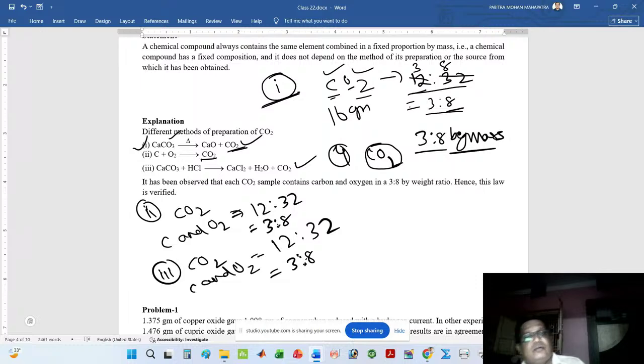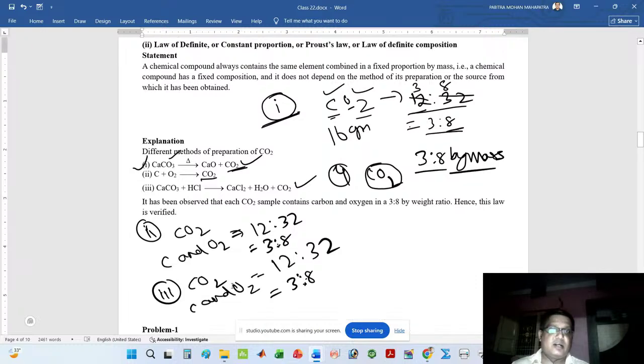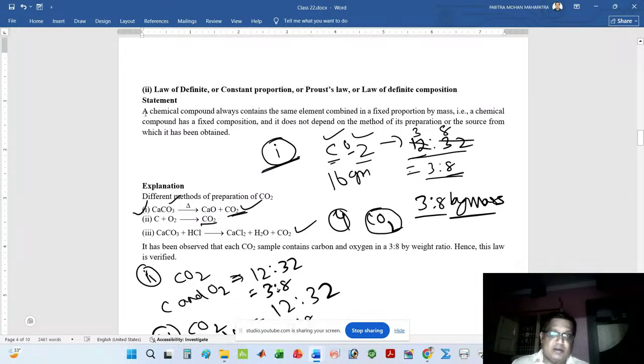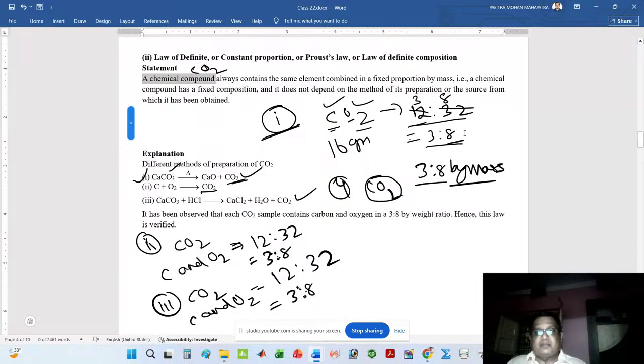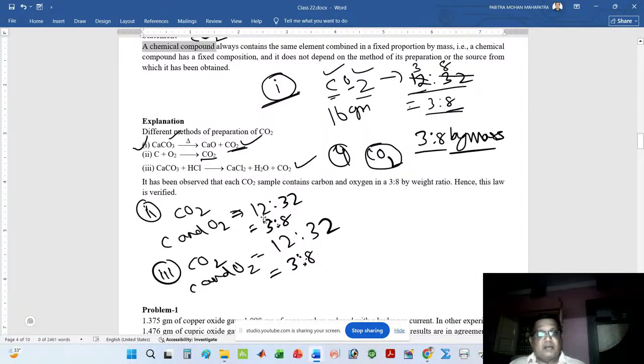So now I want to go to the statement. Look at that. A chemical compound. Suppose I want to think about carbon dioxide. You can take any other chemical compound, but suppose I want to think about carbon dioxide. A chemical compound, that is carbon dioxide, always contains the same elements. Look at that. In the first method, this carbon dioxide carries carbon and oxygen, one carbon, two oxygen. In the second method, this carbon dioxide also carries one carbon, two oxygen atoms.